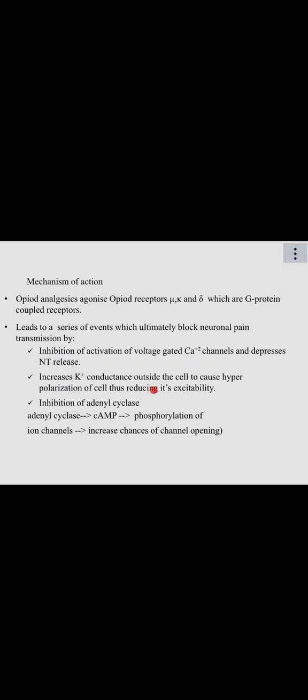So the next was mechanism of action. All we are saying is that when you get the opioid analgesic, it will go for the mu receptor, it will bind the delta receptor, it will bind the kappa receptor.